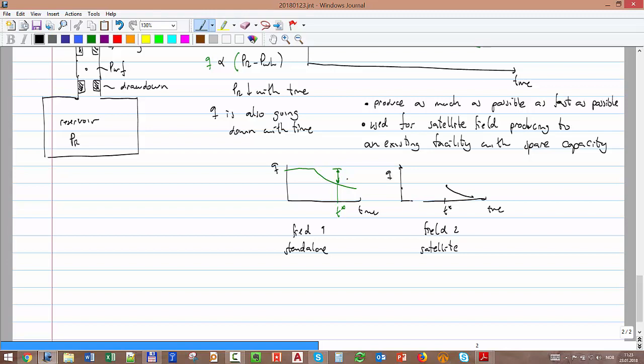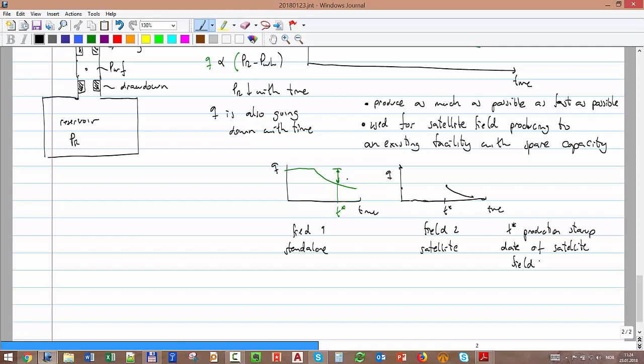Excuse me? Yes. What does the star mean for us? Well, T star is the production startup date of the satellite field. You mean after this time our standalone field becomes a satellite field?